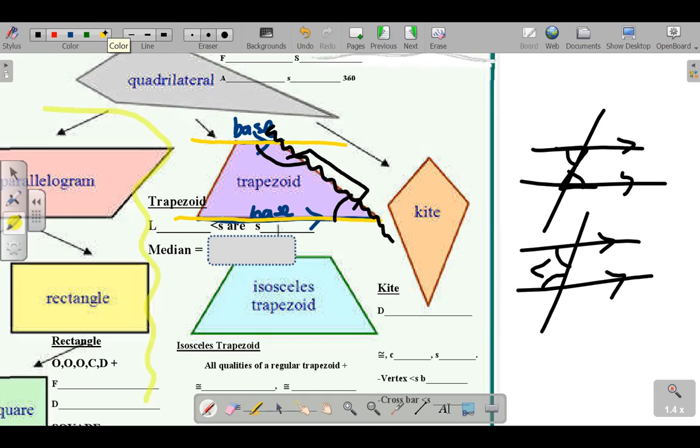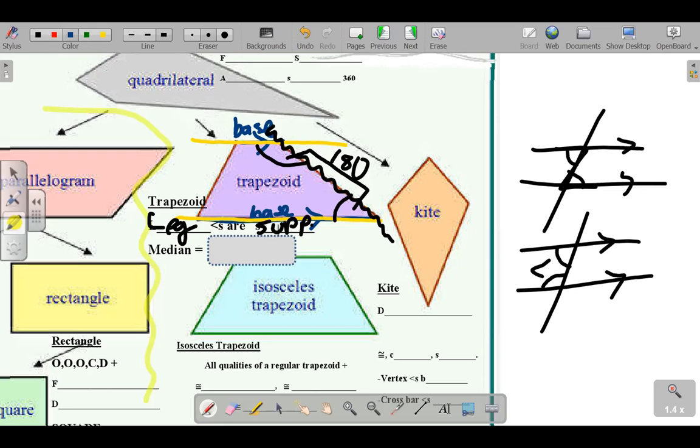Oh, the angles equal 180? Yes, ma'am. Thank you very much. So those are called the leg angles, because they're connected on either side of a leg. They are supplementary. That's the first and most important quality.